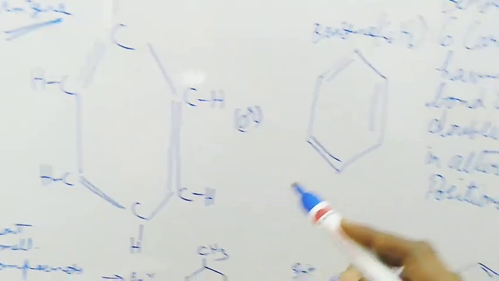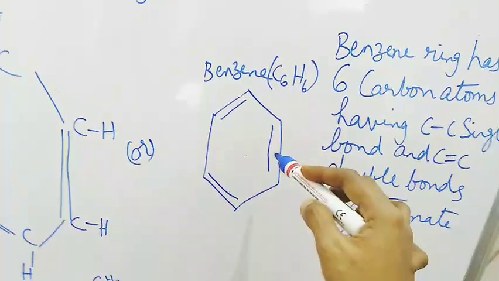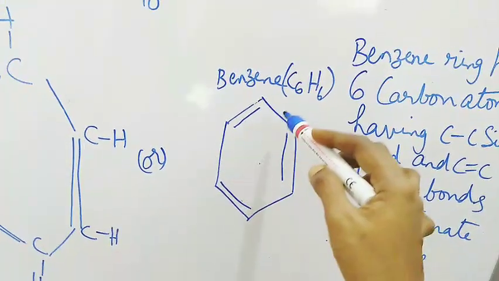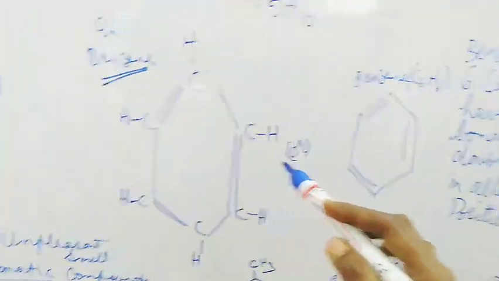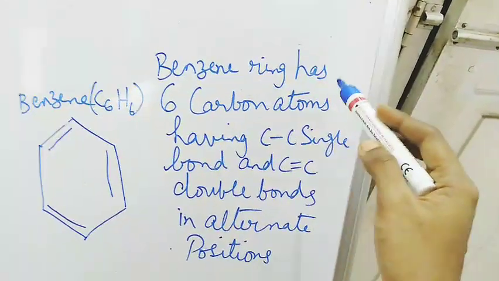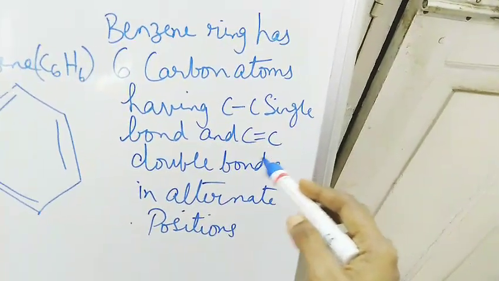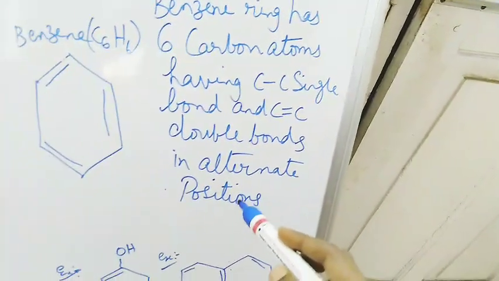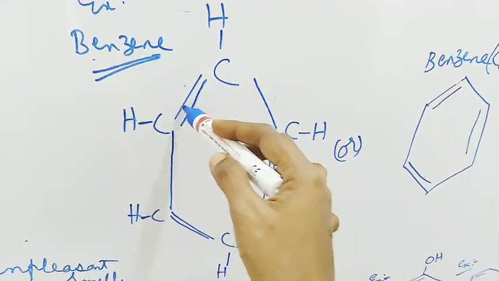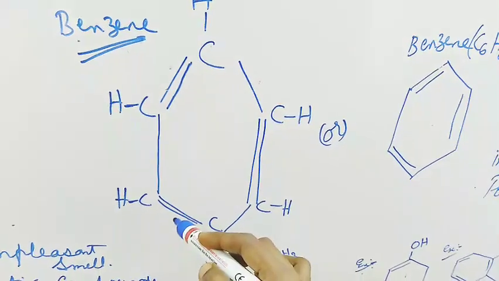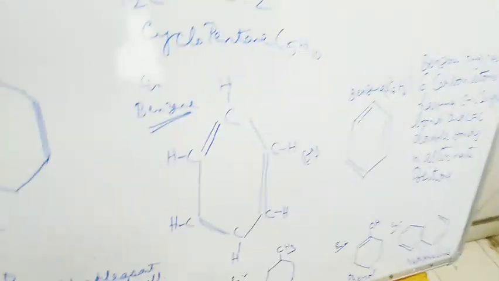So you are having double bonds alternately and single bonds also alternately. This is the structure. Now I have drawn it like a hexagon only. See here, this is a double bond, this is a double bond, this is a double bond. This is single bond, single bond, single bond. So this is the structure of benzene. Now I have given the note. Benzene ring has 6 carbon atoms having carbon-carbon single bonds and carbon-carbon double bonds in alternate positions. After this double bond, again you are finding it here, again here. Single bonds also are in alternate positions. Okay, this is about benzene.